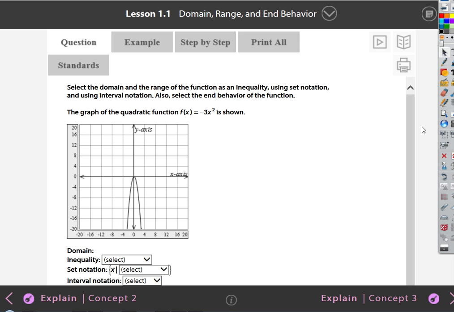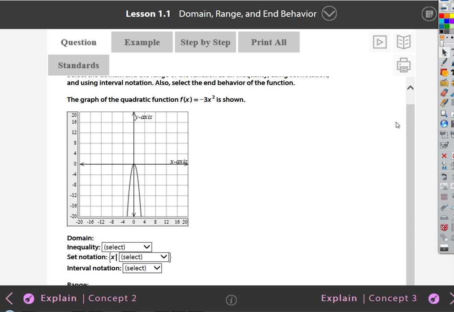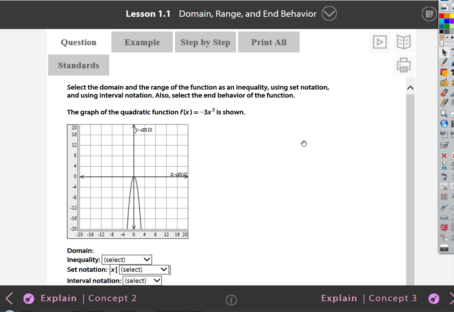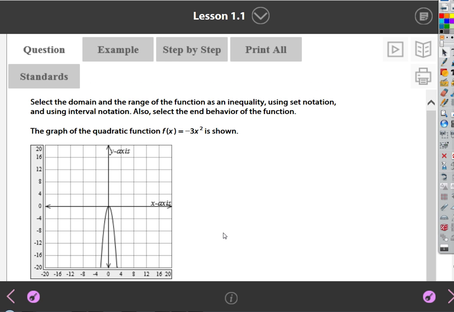All right, so what about this guy here? We've got this function that's drawn for us. Should I make that bigger? Can everybody see that okay? Is that better? We've got this function that's drawn, and we want to try to find the domain and the range using all our different kinds of notation, and we also want to identify the end behavior, right?